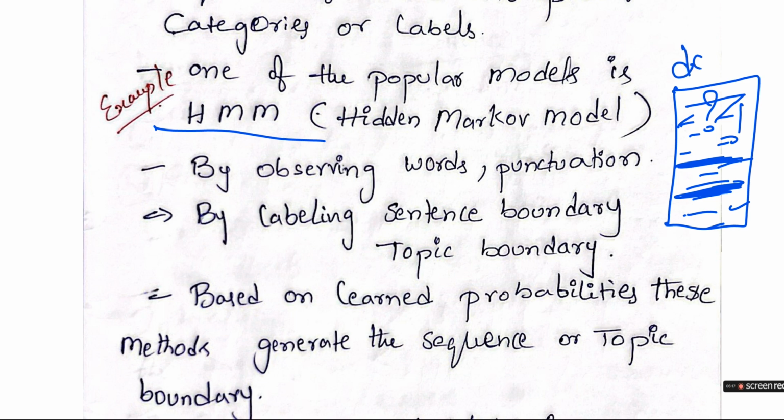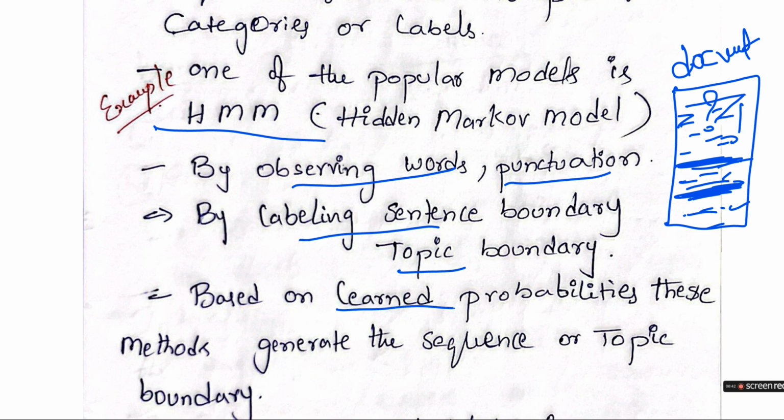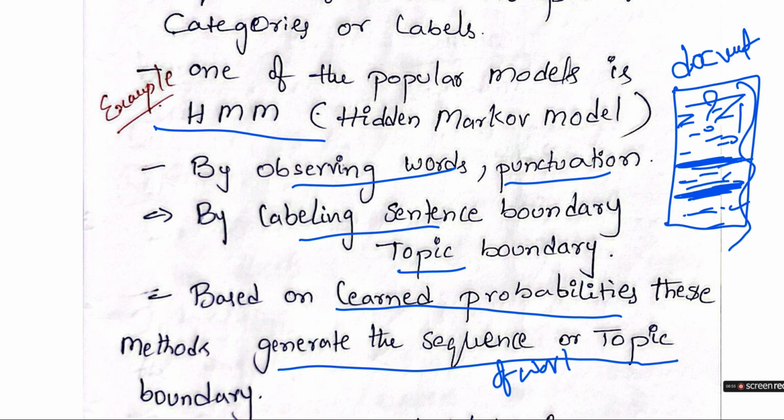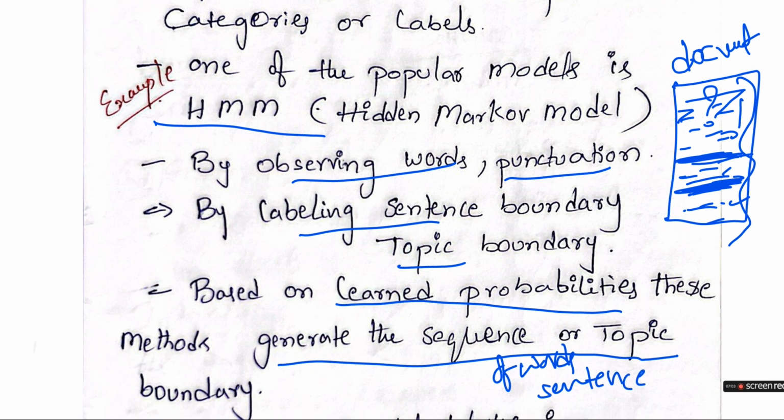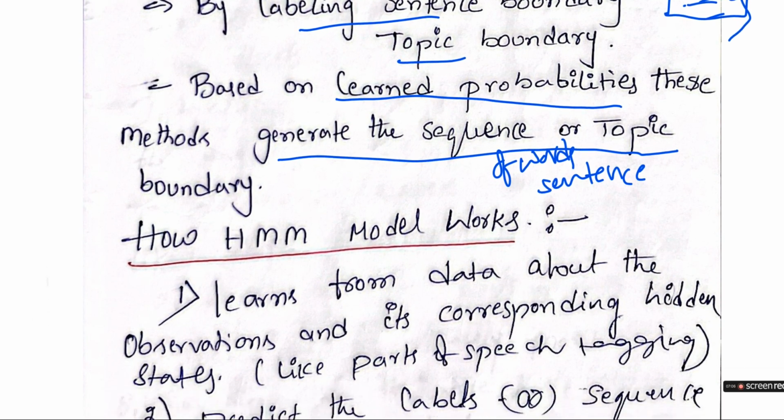So once again I am repeating, listen. This is one document. In this document there are a number of words, sentences, and punctuation marks, all these things available, right? By observing the words and punctuations and labeling the sentence boundary and topic boundary, this hidden Markov model will learn the probabilities. After learning the probabilities of all these things, it will generate the sequence of words or topic boundary. Sequence of words means sentence. Sentence or topic boundary.